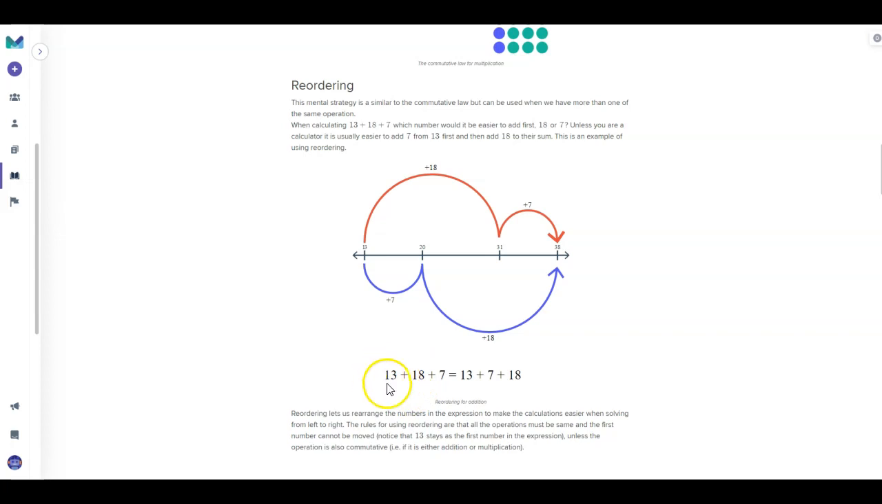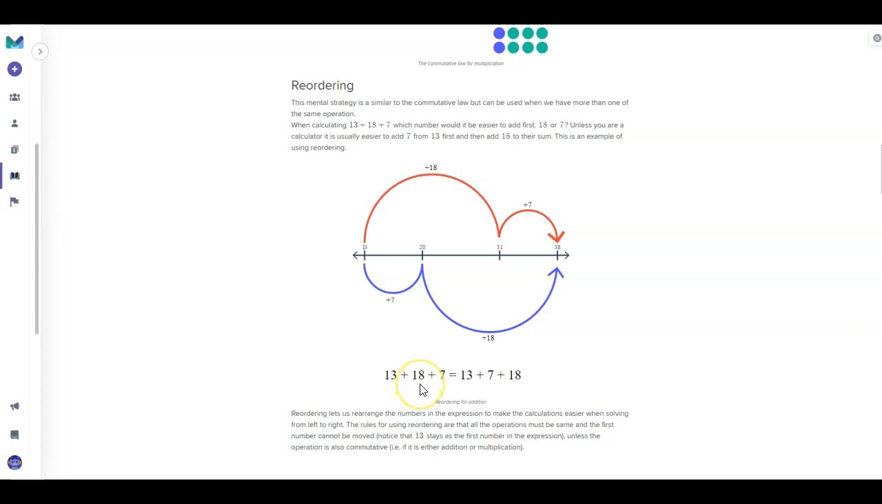But what we can do is, because these are the same operation, okay, they have to be the same operation, we can then move this plus 7 instead to be the next operation. And the reason we would do that is adding 7 to 13 is easier. 7 plus 3 is a nice round 10. I know in some primary schools we call them pairs or buddies to 10.